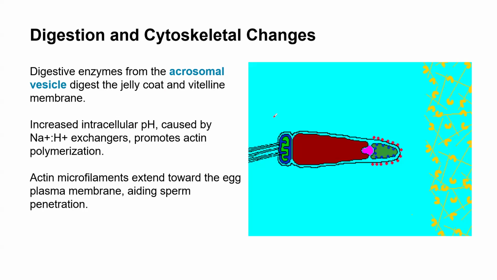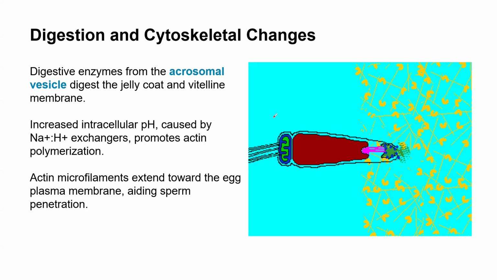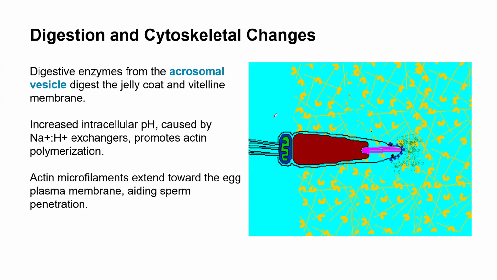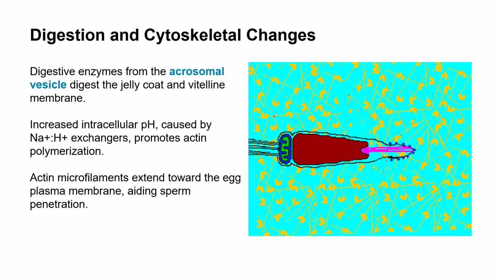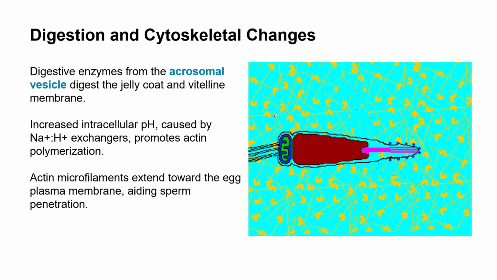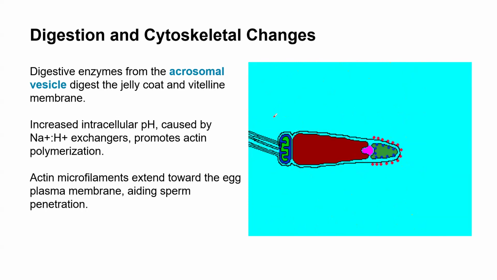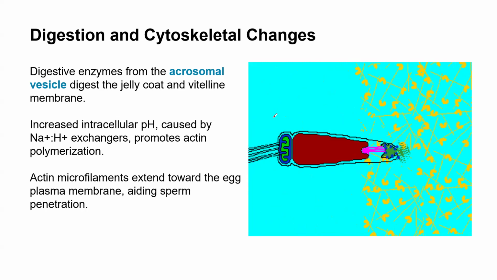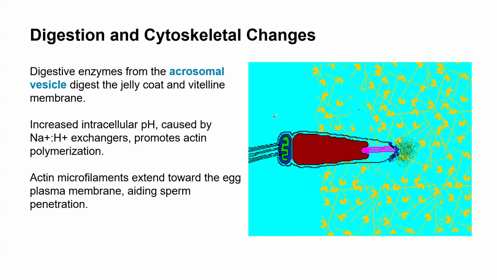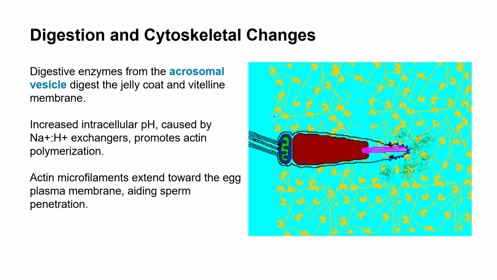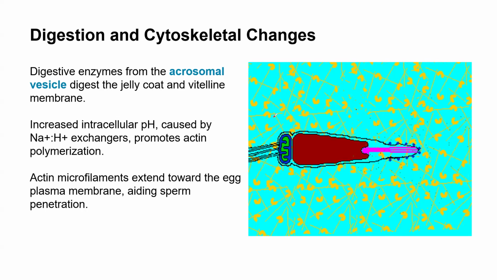So this is actually what happened, ladies and gentlemen. Look at it. This is the actin polymerization. So you have a lot of actin which polymerizes itself. So this actin microfilament toward the egg membrane will now aid, as you can see, the sperm penetration. So as you can see clearly now, the sperm is penetrating. I hope you have followed.